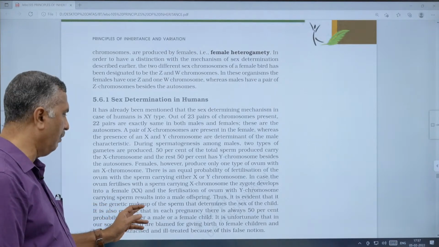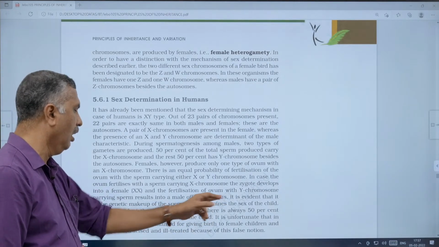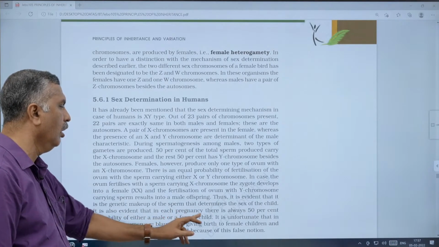It is also evident that in each pregnancy there is always a 50% probability of either a male or a female child.